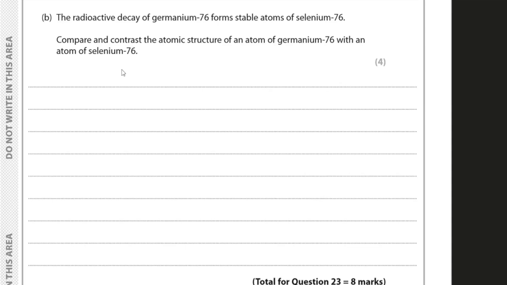Okay, the first difference, if we see, is that germanium has 32 protons and selenium has 34 protons according to the periodic table. So we can clearly see the first difference. Whenever they say compare and contrast, we need to get some differences and some similarities. So let's at first write the differences.